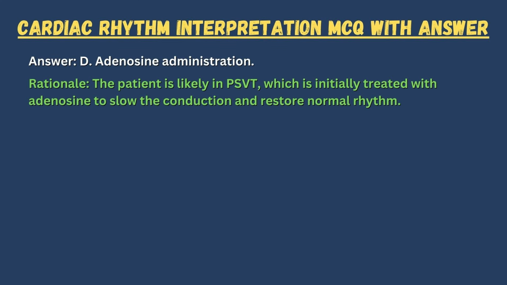Answer: D. Adenosine administration. Rationale: the patient is likely in PSVT, which is initially treated with adenosine to slow the conduction and restore normal rhythm.